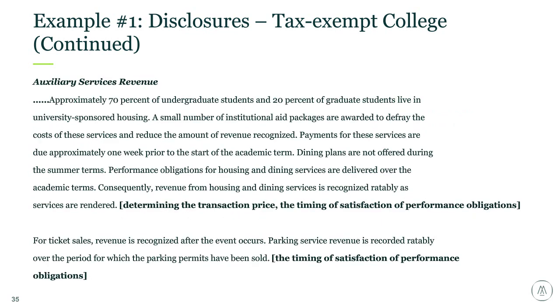Auxiliary services revenue. The transaction price is not noted in the first paragraph. However, it is disclosed that they charge a fee directly related to, although not necessarily equal to, the cost of goods or services. Performance obligations for housing and dining are delivered over the academic terms, and consequently revenue from housing and dining is recognized ratably as services are rendered. It notes that ticket sales are recognized after the event, and parking is recognized over the period in which the parking permits have been sold. Again, these satisfy the timing of the satisfaction of the performance obligation.